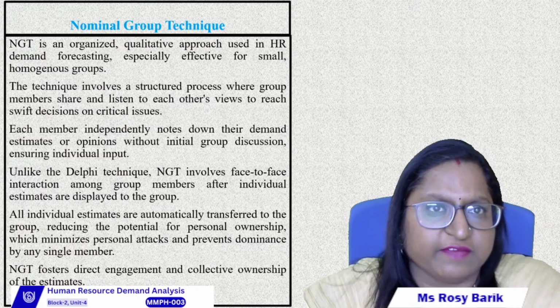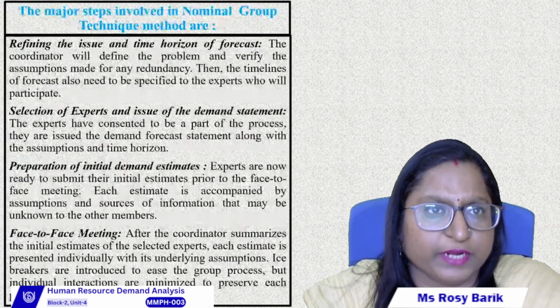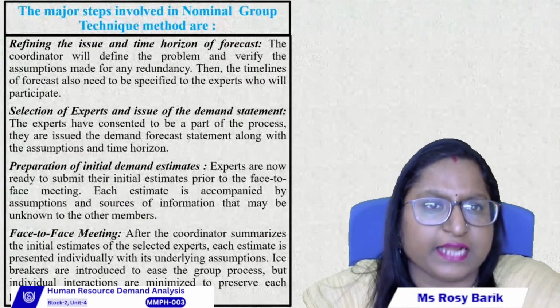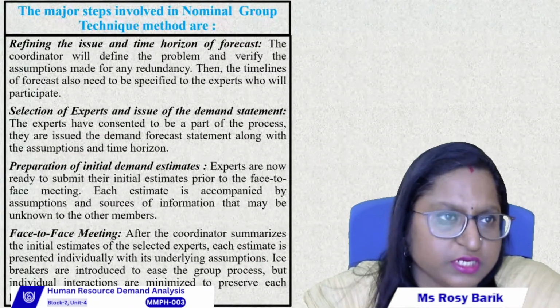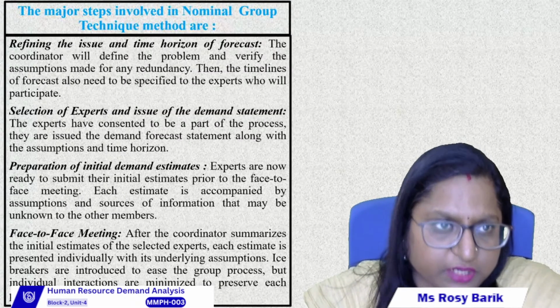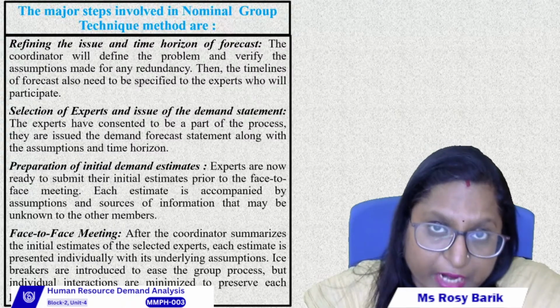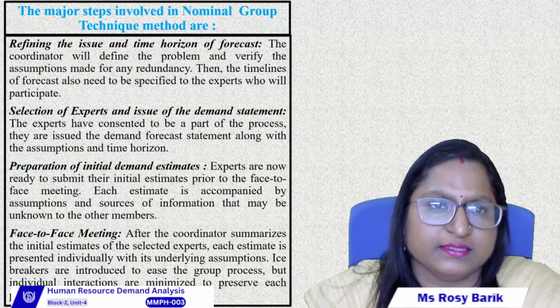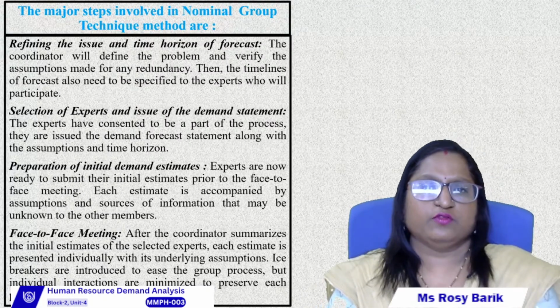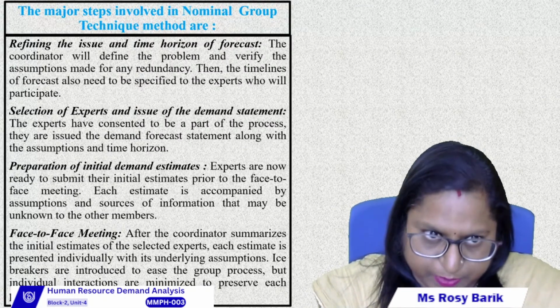The major steps involved in the nominal group technique method are, first, refining the issues and time horizon of the forecast. The coordinator will define the problem and verify the assumptions made for any redundancies. Then the timelines of the forecast also need to be specified to the experts who will participate.